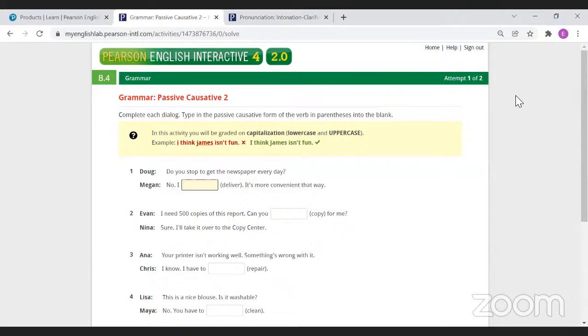Yeah, but what is the object there? Because that's all the sentence. But what is the specific object? Stops to get... No, stops is the verb. What is the thing that we are talking about in that question? The newspaper. Yes, the newspaper, right? So that is the object. The object, the thing, the noun.